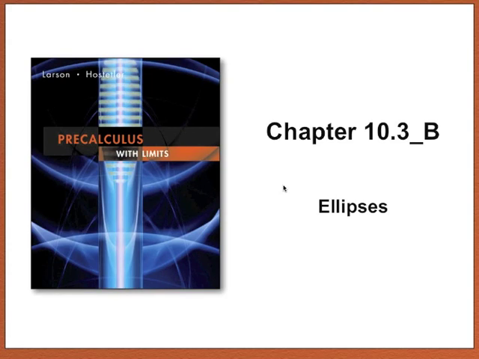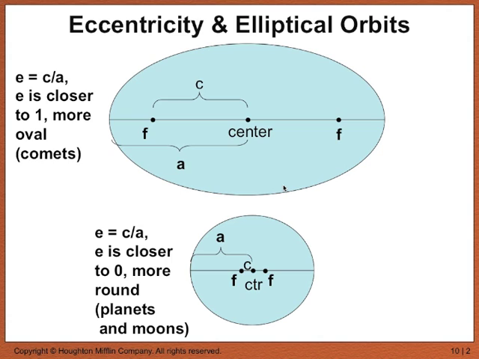This is section 10.3b, ellipses. So today we're going to talk about eccentricity and elliptical orbits. Remember that in the last problem set we disregarded eccentricity, and I told you I was going to tell you about it later. Well, today we're going to talk about eccentricity and elliptical orbits.